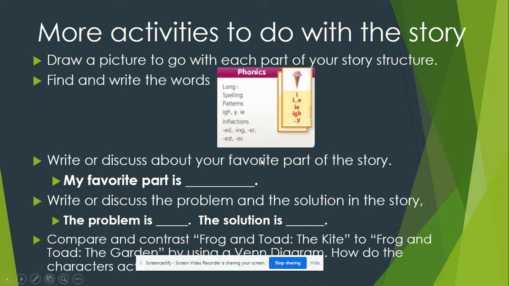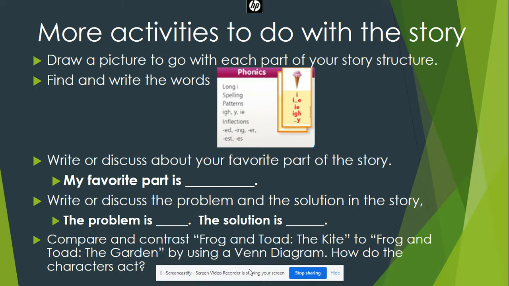Now, here are more activities you can do with the story. You can draw a picture to go with each part of your story. You can find and write words with these phonics rules, long I with IGH and Y, or with these endings: ED, ING, ER, EST, and ES. You can write or discuss your favorite part of the story using the sentence frame, my favorite part is. You can write or discuss the problem and the solution of the story. What was the problem and how did they solve it?